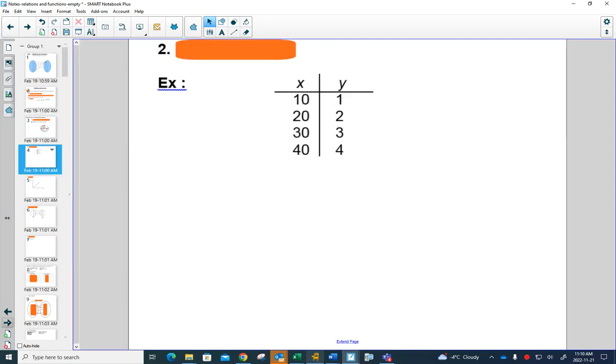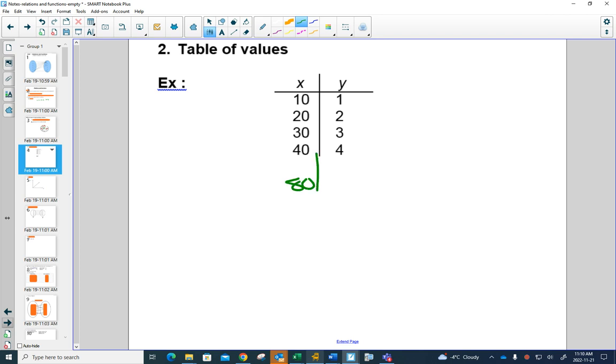Another way that we can represent a relationship is a table of values. So in the table of values, it's saying that when the x is 10, y is 1. When x is 20, y is 2. When x is 30, y is 3. When x is 40, y is 4. And some relations have patterns. This one, I think, has a pattern. If I put 80 here, what do you think y would be? 8. So we can have a table of values.